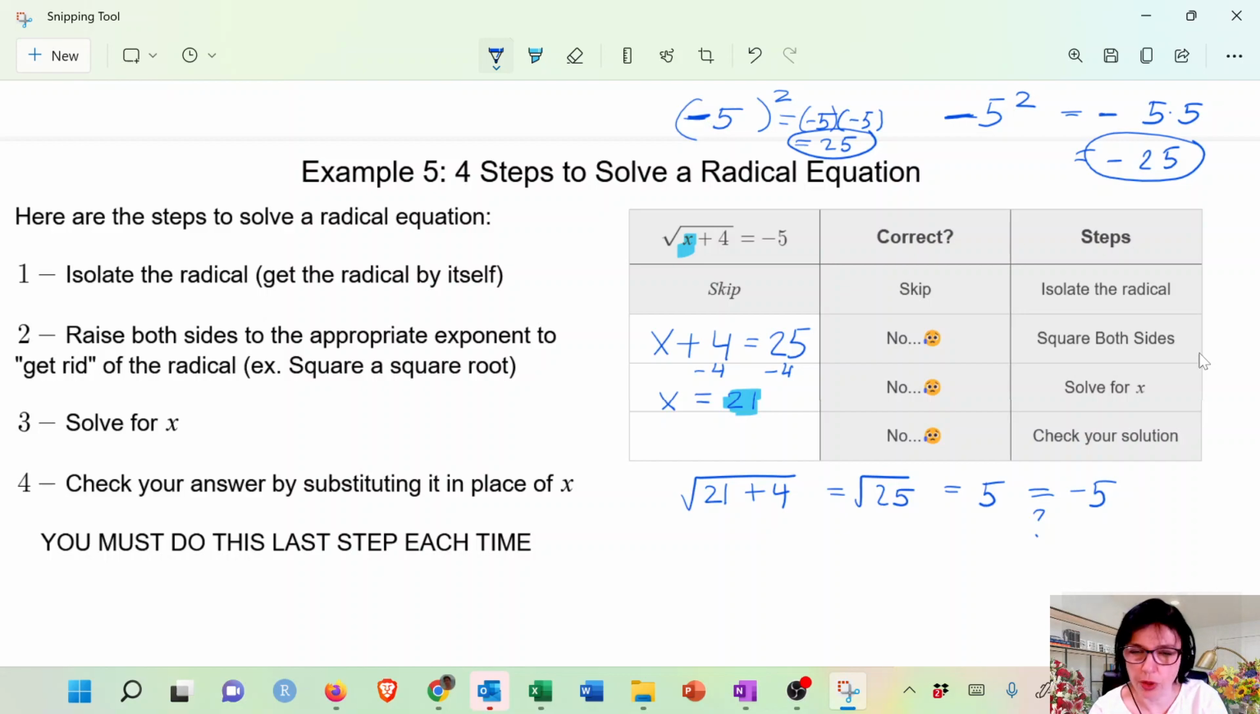And as I was telling you, the answer from the square root is, by agreement, never negative. We always agree that the answer is positive. So in this case, 5 is not equal to negative 5. So that is actually not a solution to this equation.